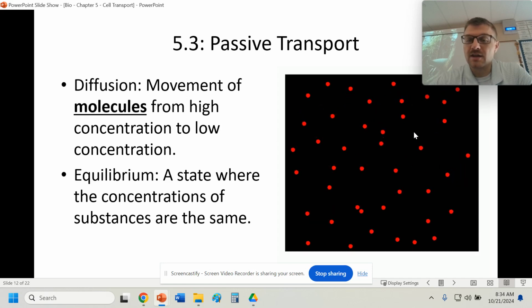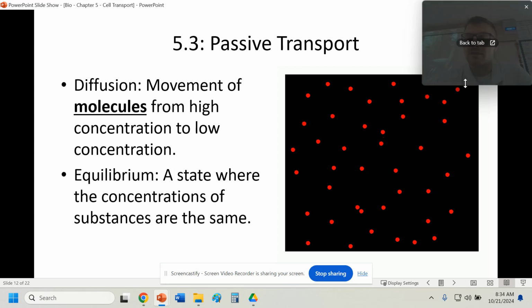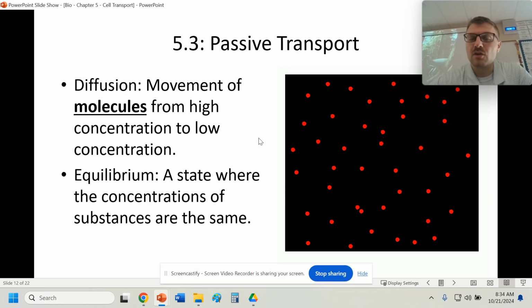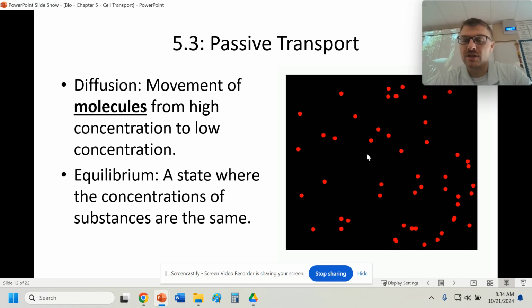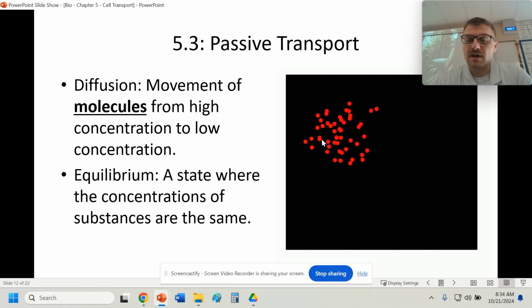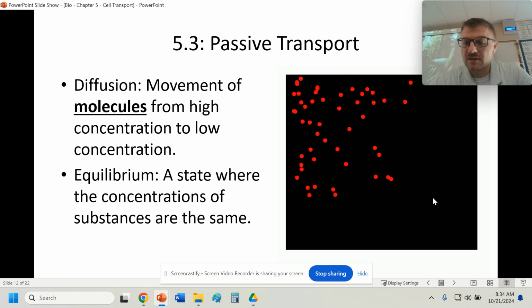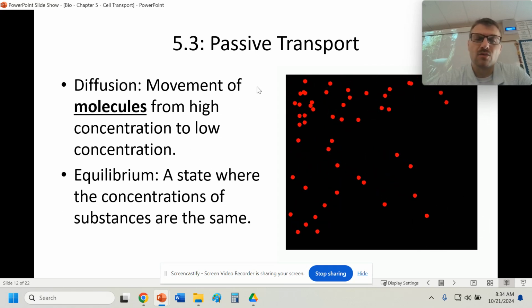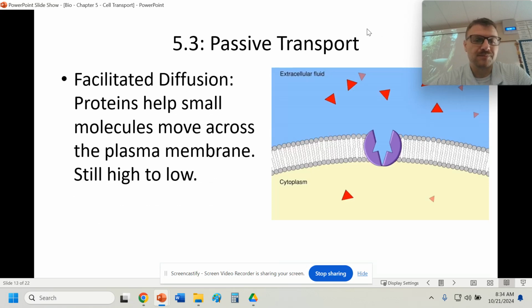At the end here, you can see they're going to reach something called an equilibrium. This is where all the molecules are about spaced out evenly throughout this area. Now, again, this is called diffusion. This is the movement. I'm going to go backwards here. This is the movement of molecules from areas of high concentration here to low concentration here. And again, they'll reach equilibrium at some point.